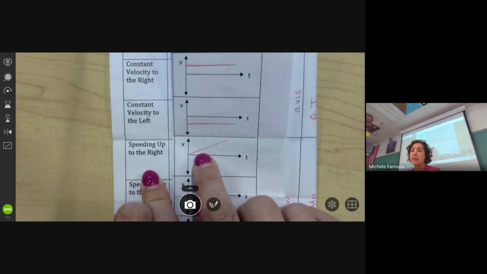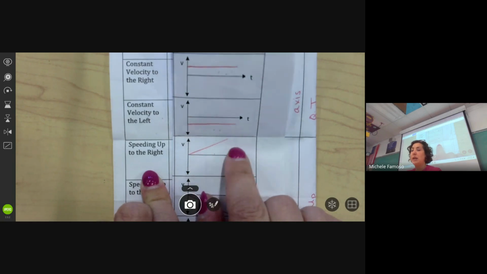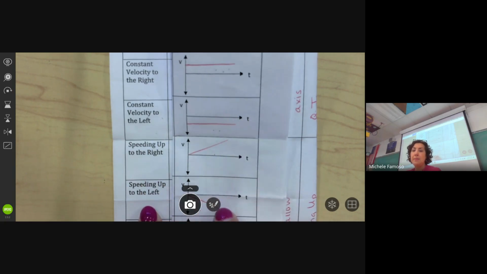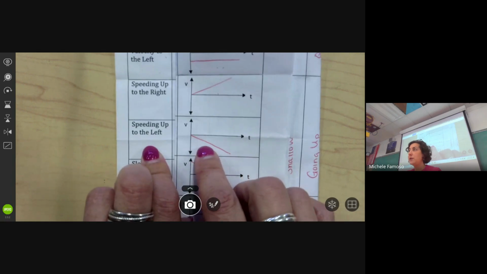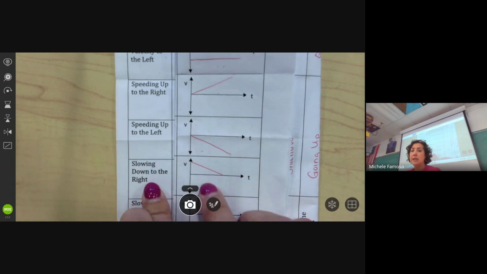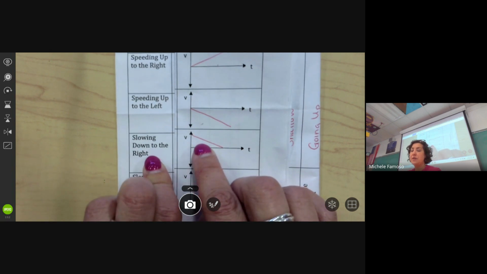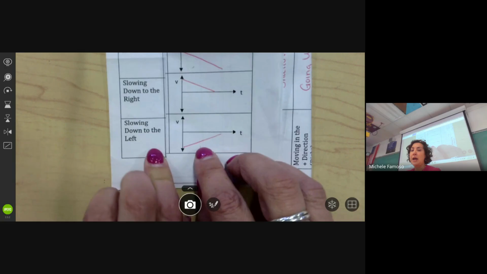Speeding up to the right. Diagonal line, positive slope. It has to be above the x-axis. Speeding up left, diagonal line, negative slope. It's got to be down in the 4th quadrant. Slowing down to the right, diagonal line up in the 1st quadrant with a negative slope. Last is diagonal line, positive slope down in the 4th quadrant.